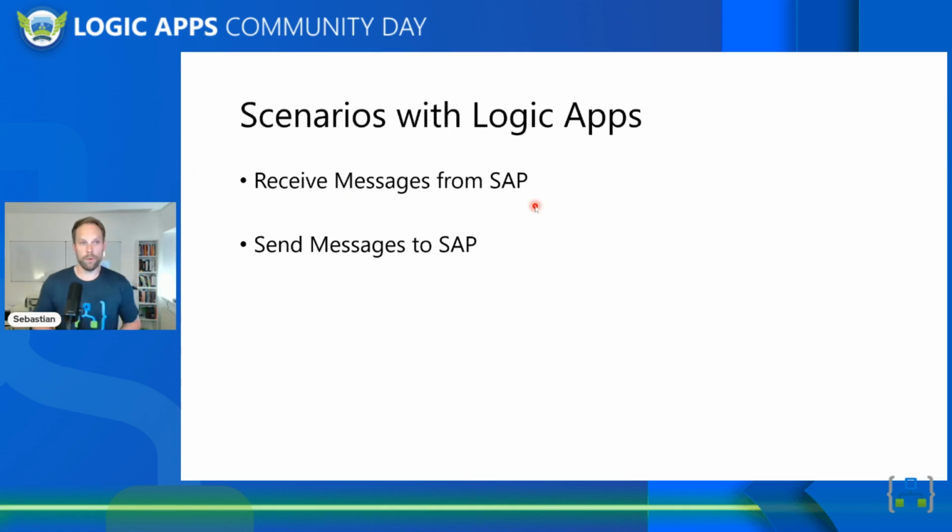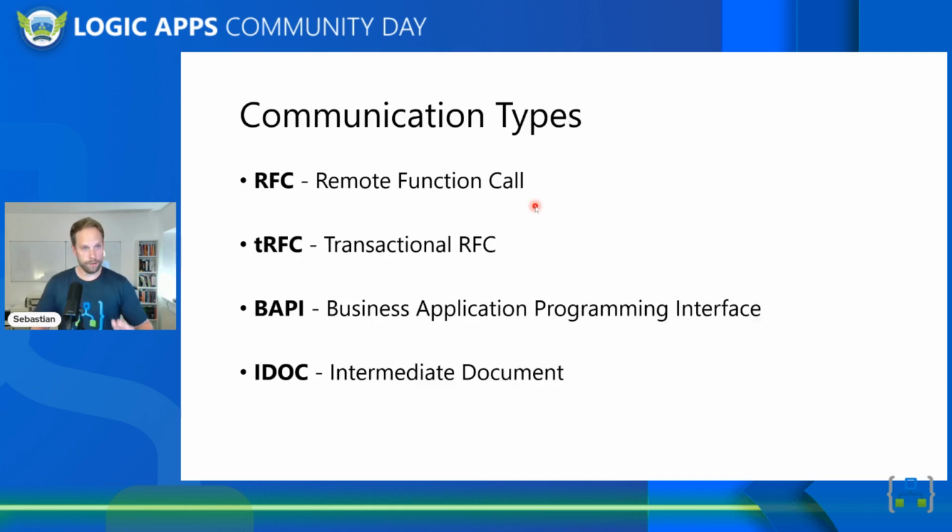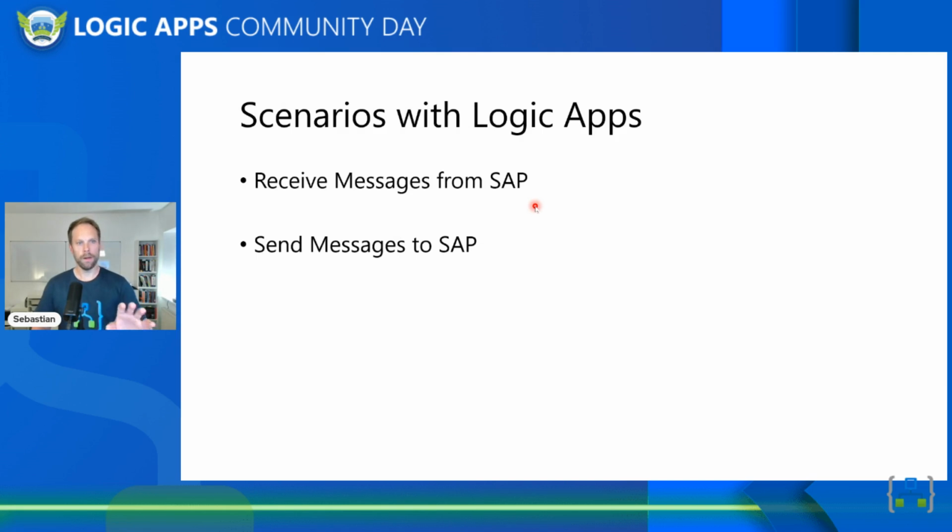So we have talked about the prerequisites, and we already know how to authenticate against the SAP system. Now we want to look at some scenarios with Logic Apps. We have two main scenarios. The first scenario is receiving messages from SAP, and the second one is sending messages to SAP. Let's start. Or firstly, not start. With receive and send, we can use these communication types here.